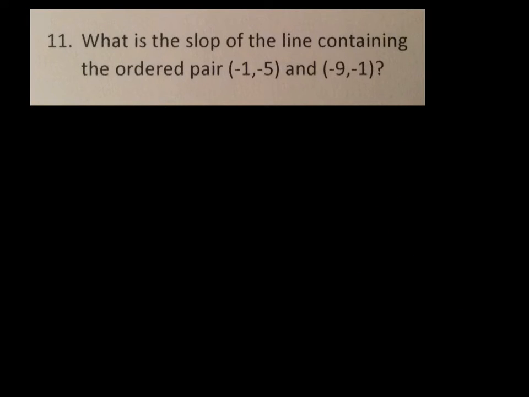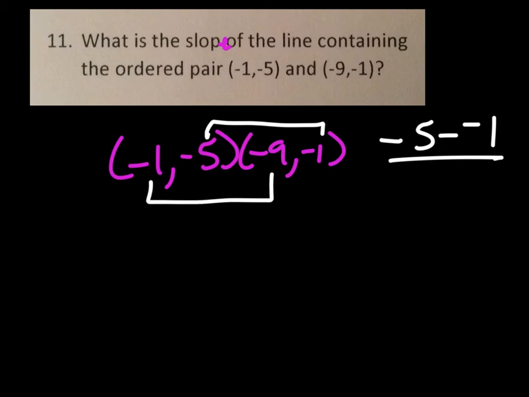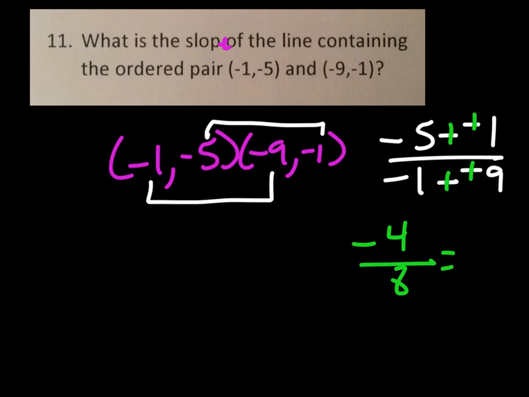Okay, number 11, what is the slope? Let me put an E right there because it's slope of the line. Now, I have 2 ordered pairs, so I have -1, -5, and -9, -1. Notice these are just the same as the last problem, except these have a little bit more negatives. So y minus y is going to be -5 - -1 over -1 - -9. Don't get confused with all these negatives. So a minus is plus a positive. So you get -5 + 1, which is -4. -1 + 9 is a +8. So you get -4/8, which is a -1/2. And there is my slope.